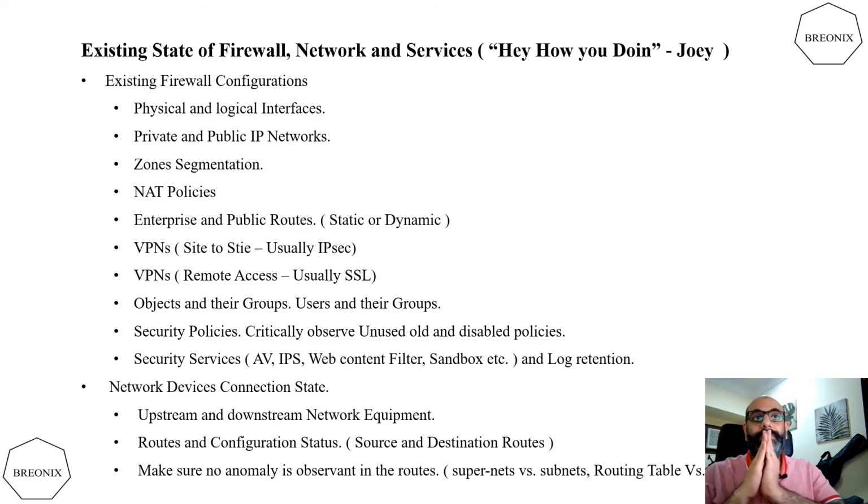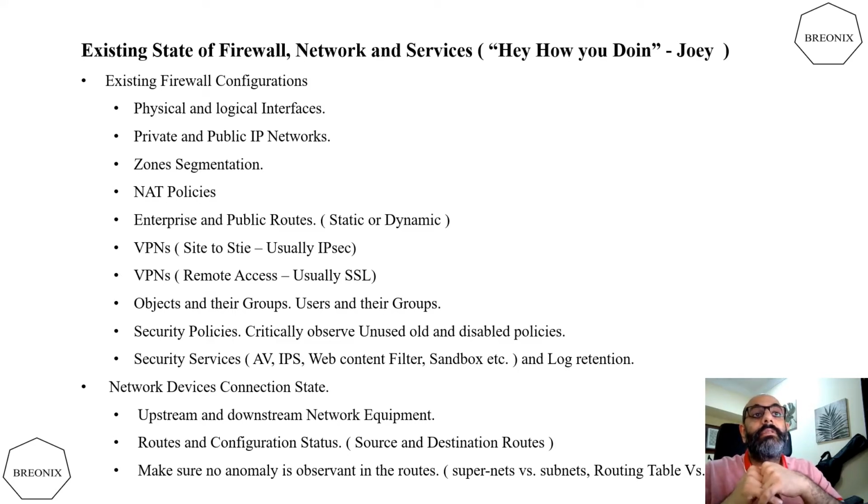Now, existing firewall. What are the major things in an existing firewall? You'll most probably notice physical and logical interfaces, a set of private and public IP addresses that are configured on his internal and external zones, and there is a zone segmentation where you most probably see inside, DMZ, outside, and WAN segments.